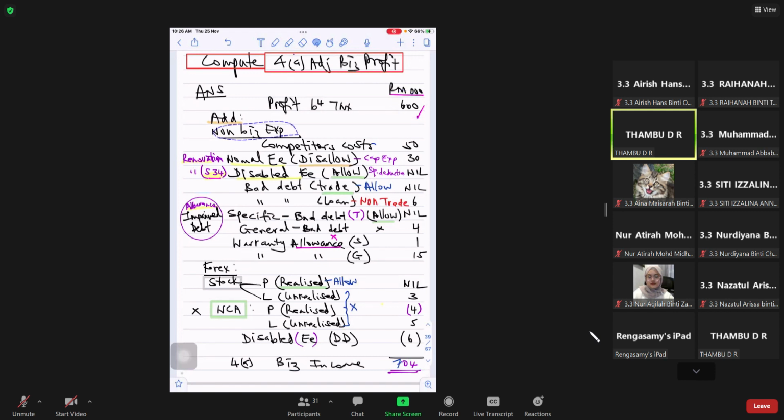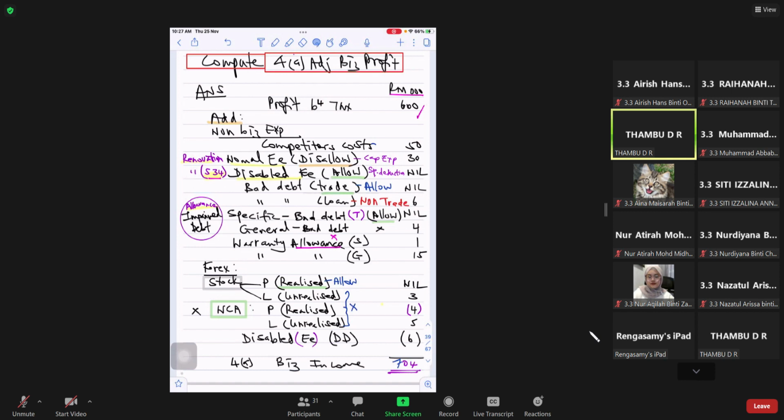Add non-business expense, competitor cost. Okay. Renovation: normal employee, disallow, capital, add back. Renovation cost for disabled employee, allow. This is special deduction under section 34.